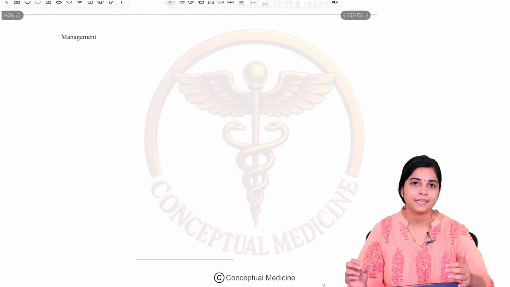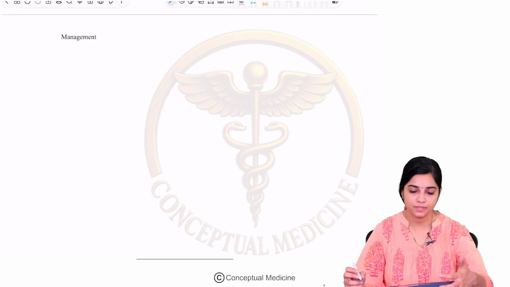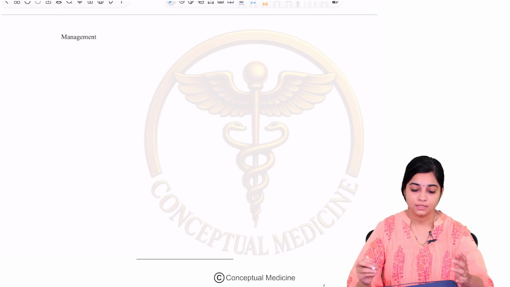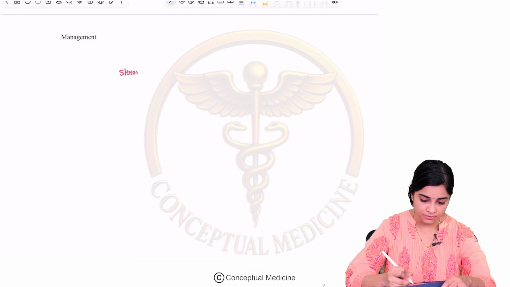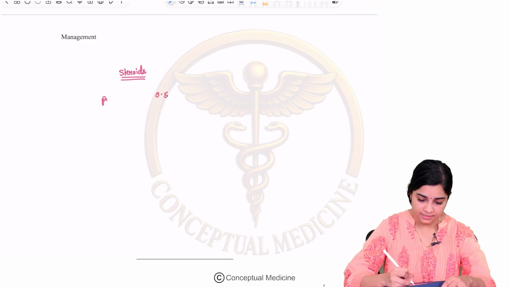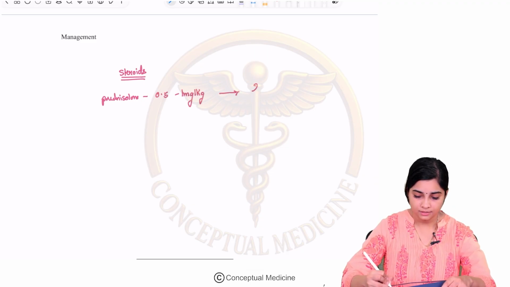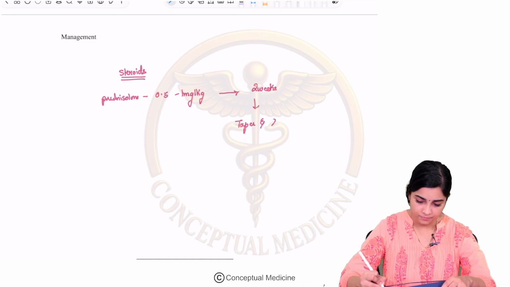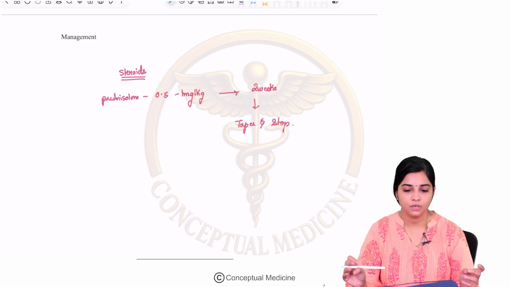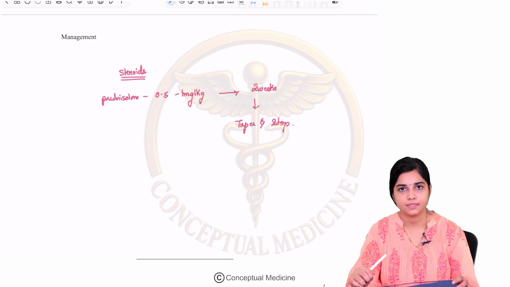So how do you manage your hypersensitivity pneumonitis? Most of the time it is conservative treatment, but the mainstay of management is the use of steroids. So you start prednisolone at 0.5 to 1 mg per kg. Okay, so you go and give it for around 2 weeks and then you taper and stop. So steroids form the mainstay of management for hypersensitivity pneumonitis. Alright, so with this we have come to the end of our discussion on HSP.